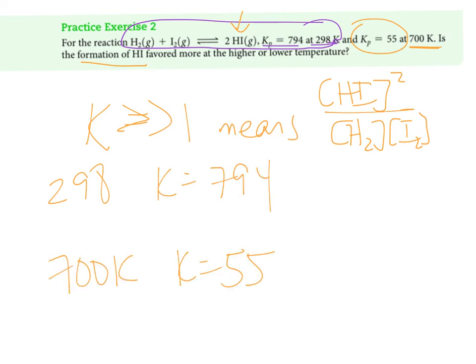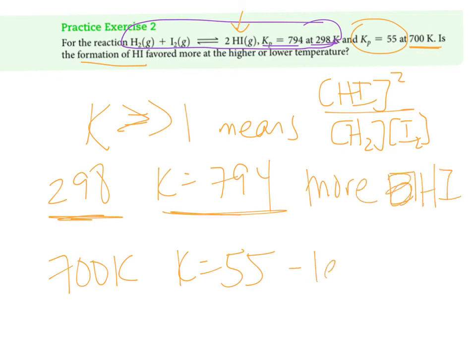So at the lower temperature, we have a higher K, meaning that then we would have more products. So at the lower temperature here, with the higher K, we have much more HI. We would have less HI here with a lower K at the higher temperature. So the answer would be lower temperature.